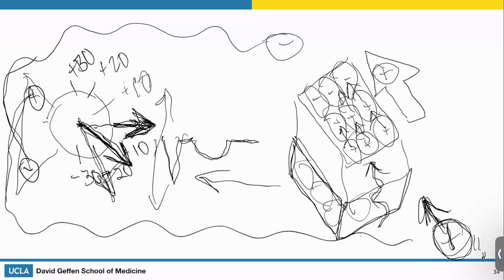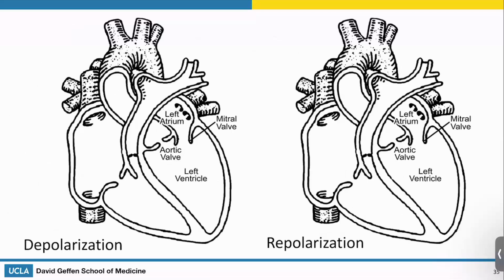So let's talk about this in regards to the heart. We have 3 speeds of conduction when it comes to the heart. We have slow conducting cells, we have moderate speed conducting cells, and we have fast. And we've already talked about it. You're ready for this.